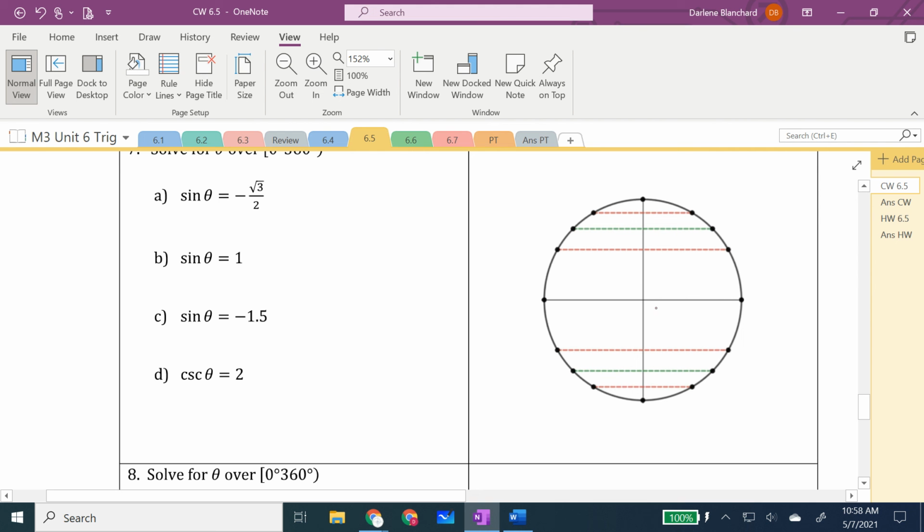Sine represents y. Negative root 3 over 2 is the third one down. That takes me to what 2 angles? 270 plus 30 is 300. 270 minus 30 is 240.